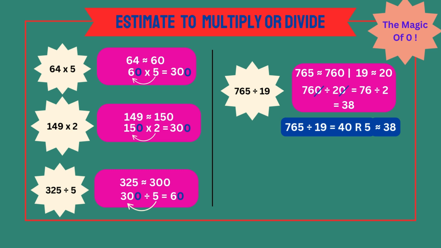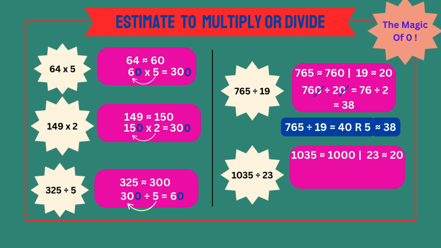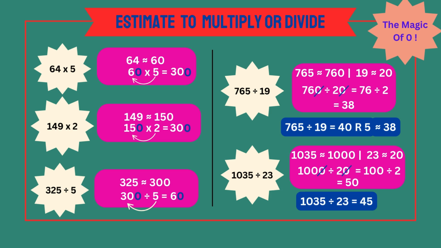Now see the last one, 1035 divided by 23. Rounding down makes it 1000 divided by 20. 1000 divided by 20 is the same as 100 divided by 2, that is after cancelling out the 0 from dividend and divisor. Now, this is looking easy, right? We get our approximate answer as 100 divided by 2 equal to 50. The actual answer of 1035 divided by 23 is 45. So, our estimation is correct.